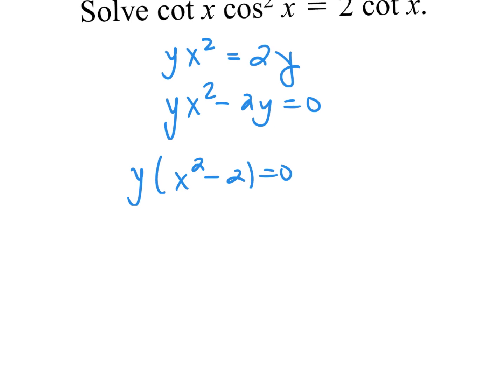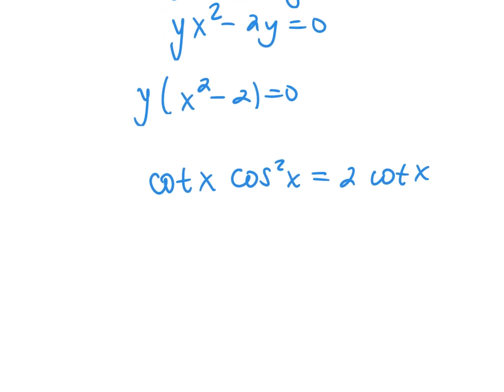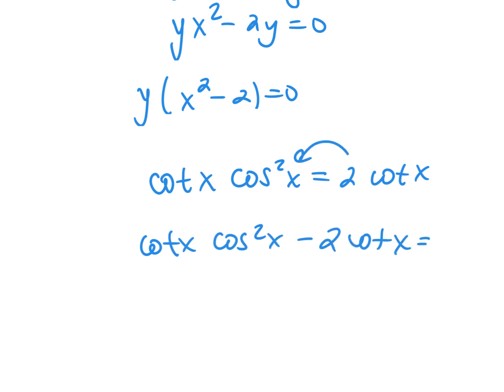We have cotangent. So cotangent x times cosine squared x equals 2 cotangent x. Let's move everything to one side. Since it's a quadratic, you're not moving one trig function to one side and numbers to another. It's a quadratic, so get everything on one side. So cotangent x cosine squared x, minus 2 cotangent x, right? When you move it over, it becomes negative, equals 0.